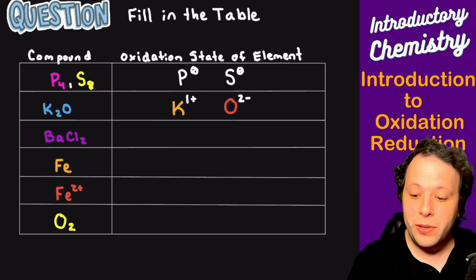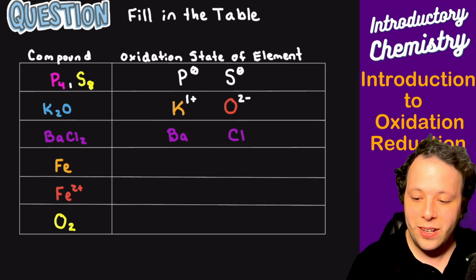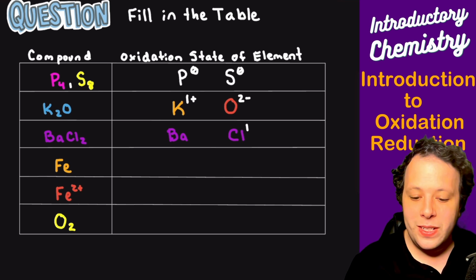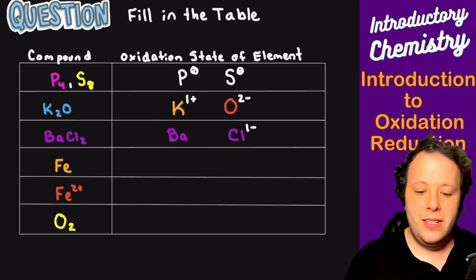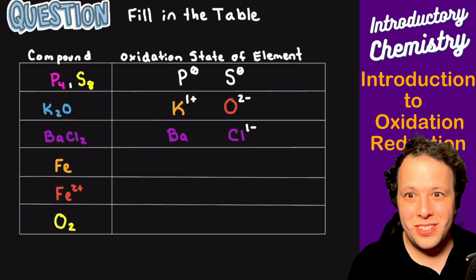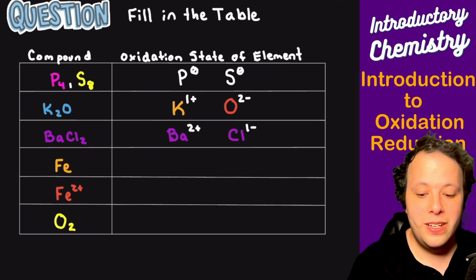Same thing with barium chloride on the next one. We have barium and then we have chlorine. Well, chlorine always has an ionic charge of -1, so that means it's going to have an oxidation state of 1 minus. Same with barium as well. It has a +2 charge for ionic charges, meaning it's going to be a 2 plus charge for the oxidation number.